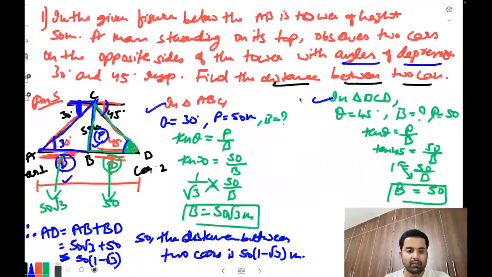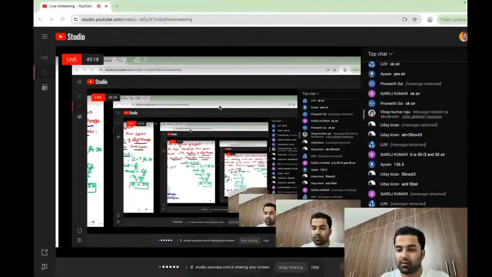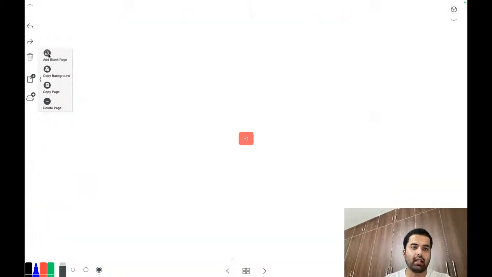50 root 3 plus 1. Yeah, Uday, correct. Yeah, 1 will come. Yeah, fine. I kept minus. Yeah, fine. 50 plus 1 root 3. So is it clear now? BCD and ABC. Okay. So let's switch to next. I feel understood this one. Now let's switch to question number second.